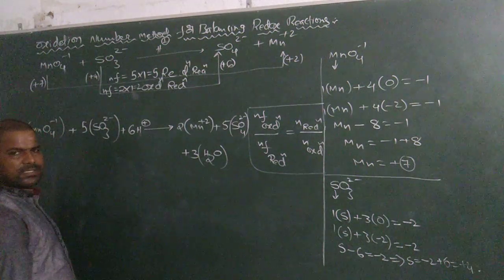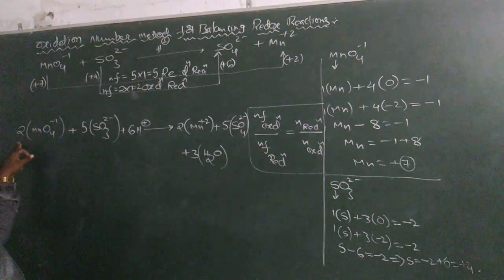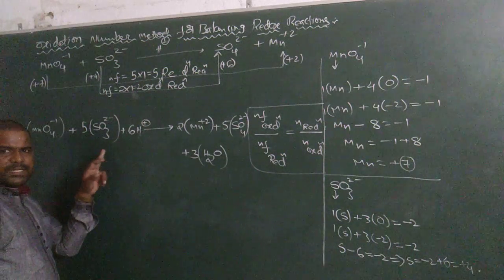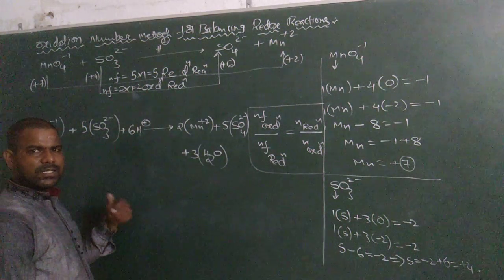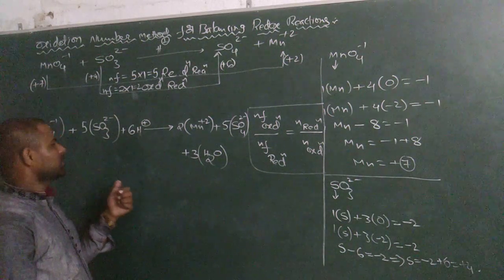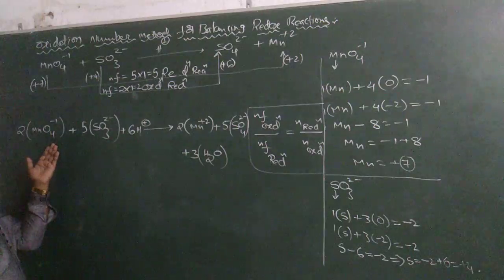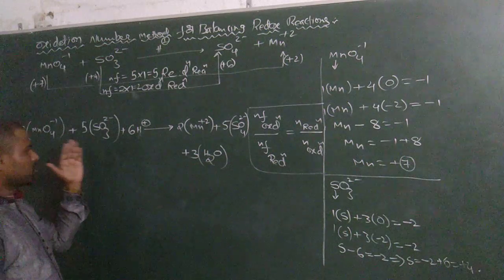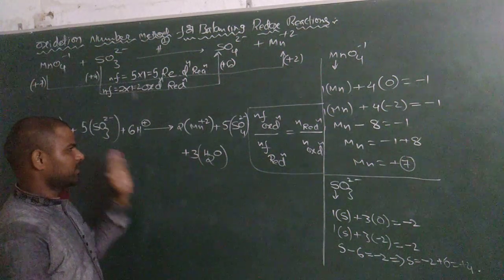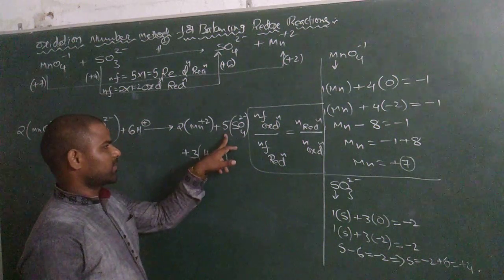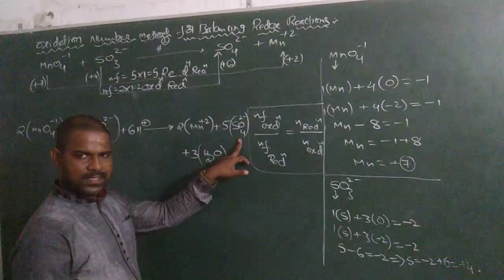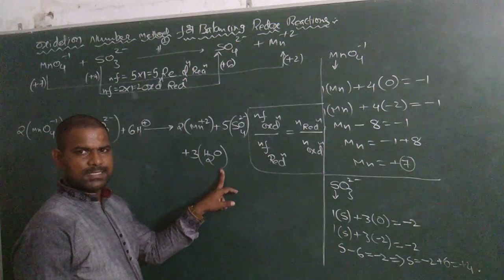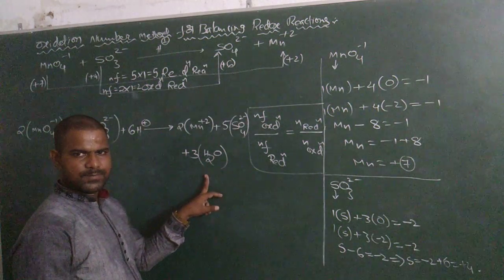When we check here, the number of manganese atoms and sulfur atoms are balanced. That means the main elements are balanced. Now we have to balance the oxygens. In permanganate, 2 into 4, 8 oxygens, and in sulfite, 5 into 3, 15 oxygens, so a total of 23 oxygens in the reactant side. In the product side, there are 5 into 4, 20 oxygens in the sulfate ions, and 3 into 1, 3 oxygens in the water molecules. So a total of 23 oxygen atoms are balanced here.